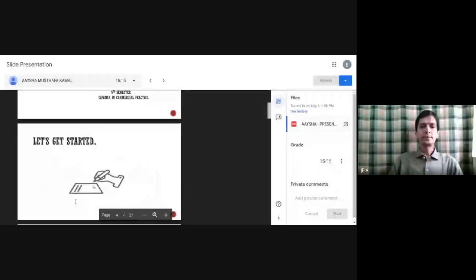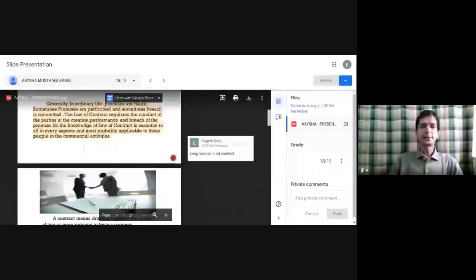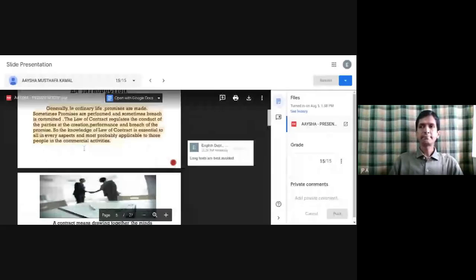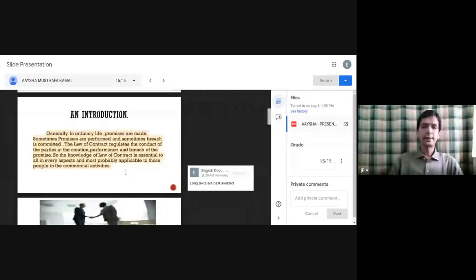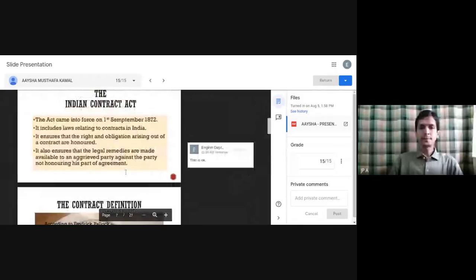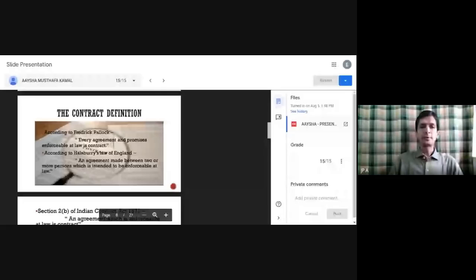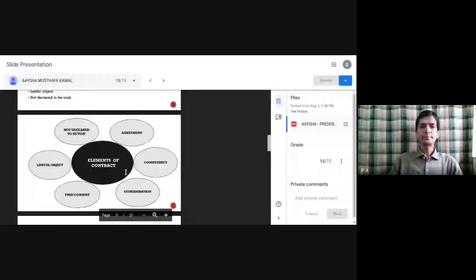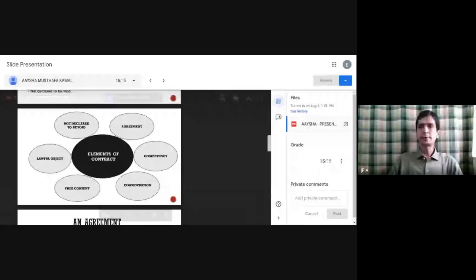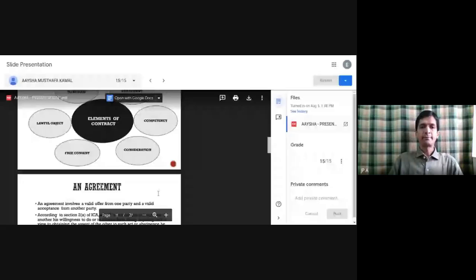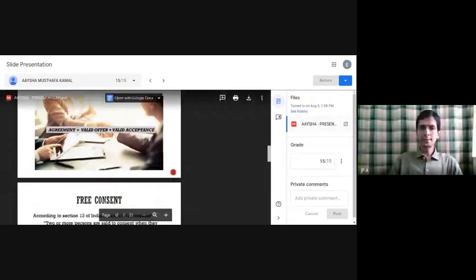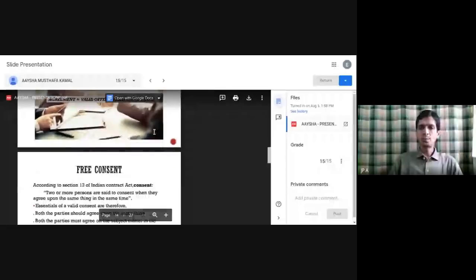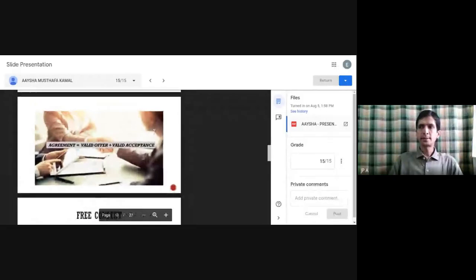Then in the introduction, you can write the main points that you're going to discuss in the presentation. Instead of writing such a paragraph, it would be better if you write some points on the main title slides that you're going to present. Otherwise this is all fine. You have used some graphs, Venn diagrams. It's all good. This is a Venn diagram. Suitable images are used. Maybe you can increase the font of this text slightly. Agreement equals valid offer plus valid acceptance.